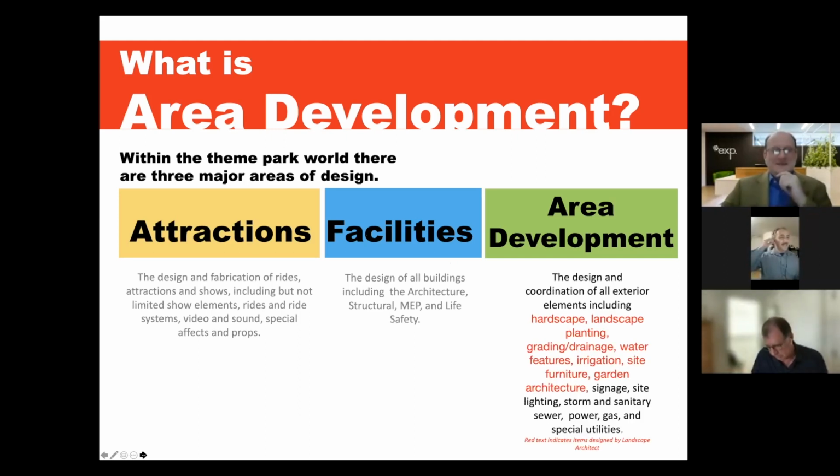Yeah, and as Dan might have explained to his mom, area development is everything outside of the facility boxes. It includes all of these items. Items in red are items which the landscape architect is responsible for, such as hardscape, landscape, and planting, while Walter and his company EXP would be responsible for designing most of the other items in black, storm and sanitary sewer, power, etc.